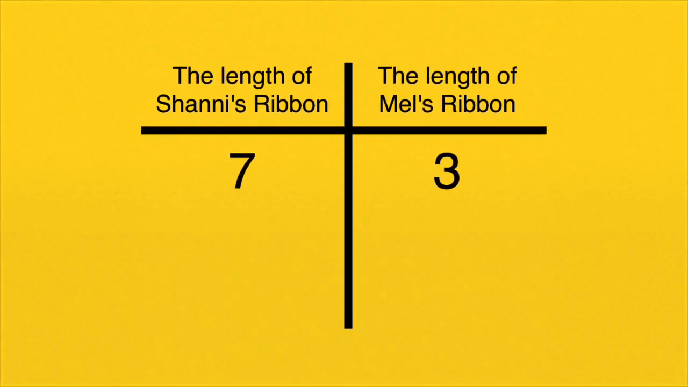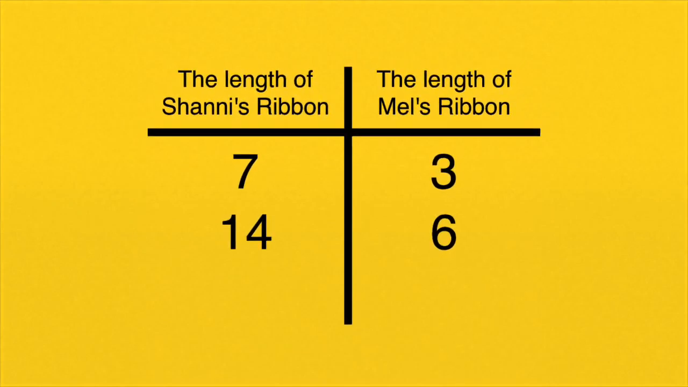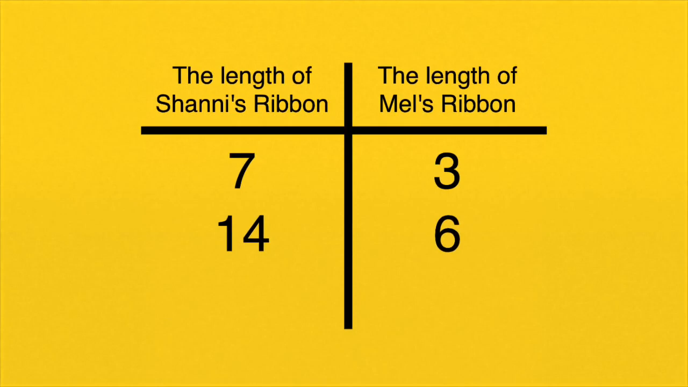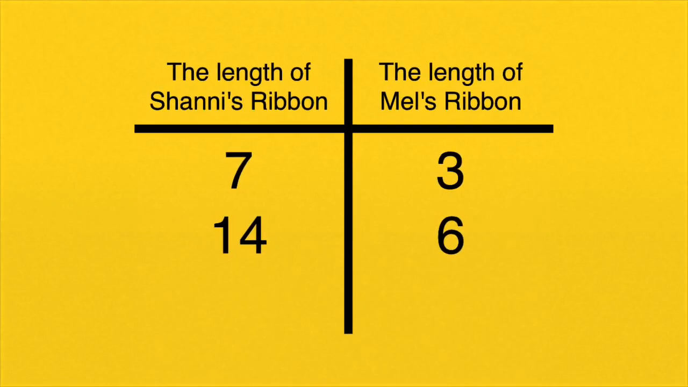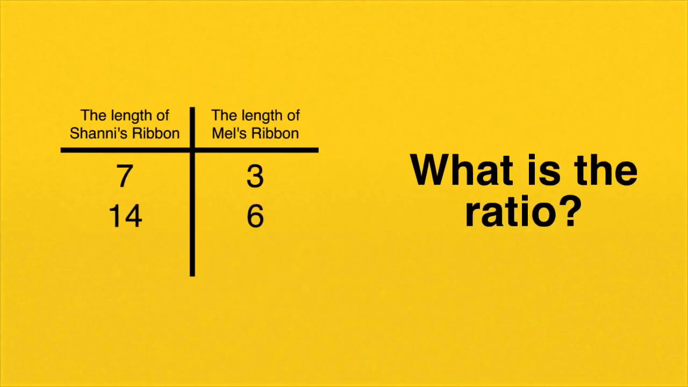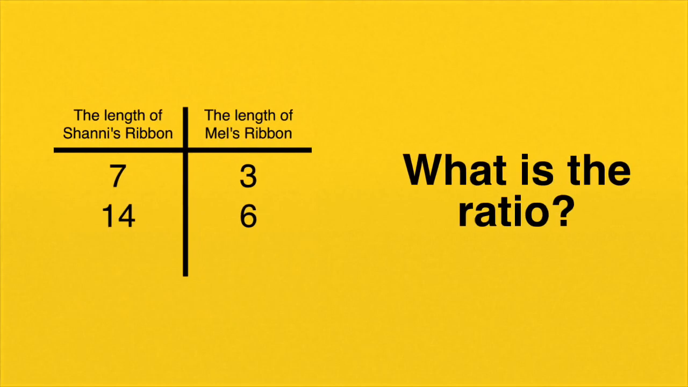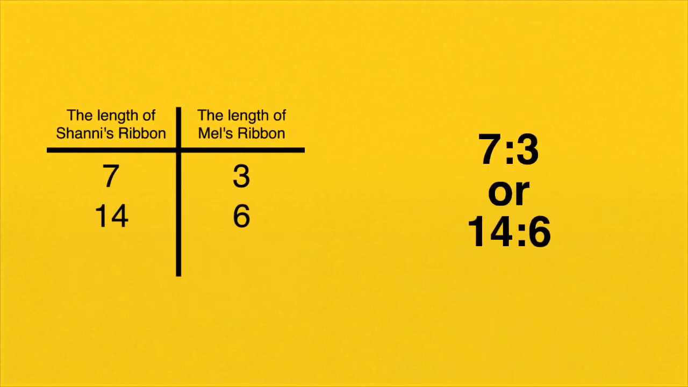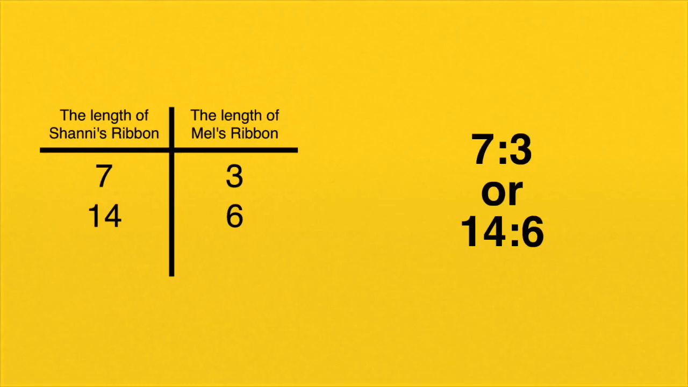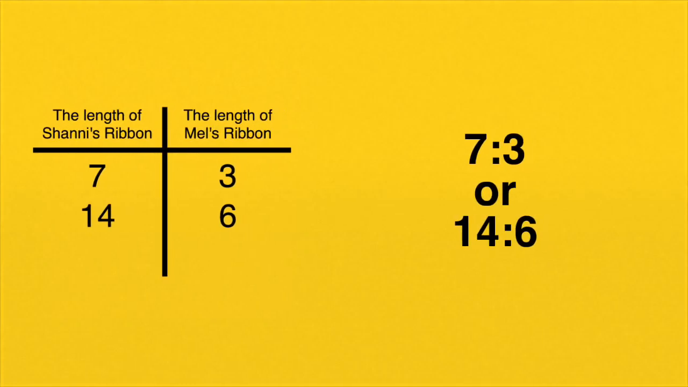Going back to our table, we can now add our new data. If the length of Shawnee's ribbon is 14 meters, then the length of Mel's ribbon has to be 6. So looking at this table, what is the ratio being shown here? Is the ratio 7:3, or is it 14:6, or is it both, or either?